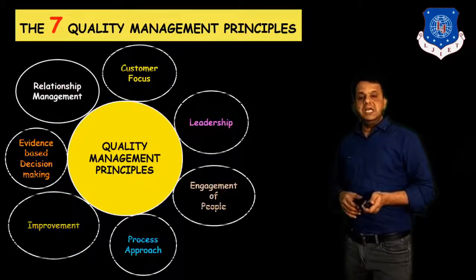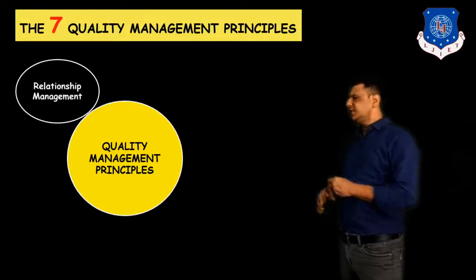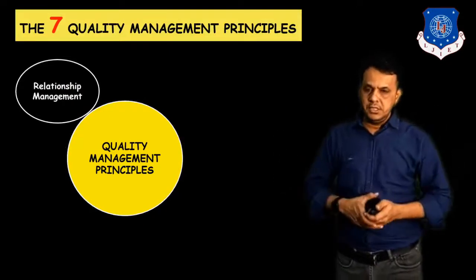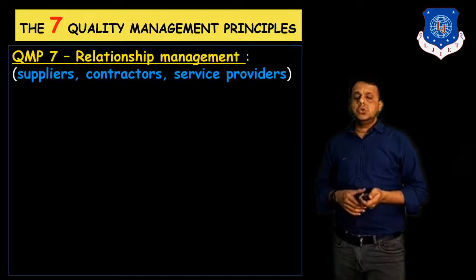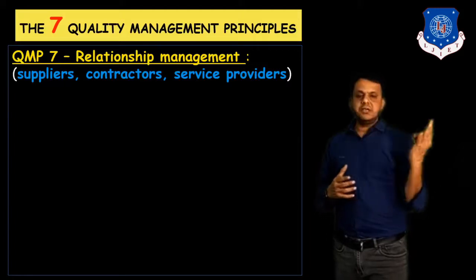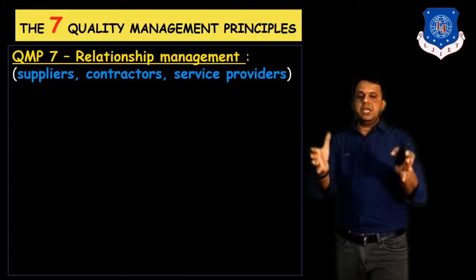Next, the last one is 7. Relationship management. After doing everything, what comes to the word? That comes the relationship. Okay. So relationship with who? We talked about employees and we talked about the customers. But see, you cannot do everything yourself.